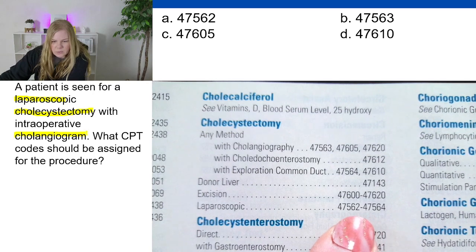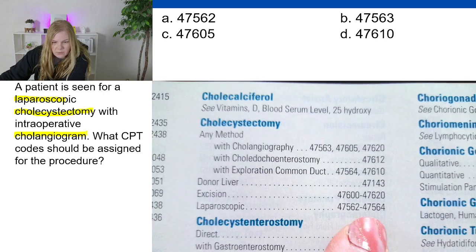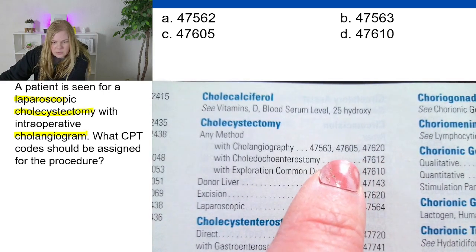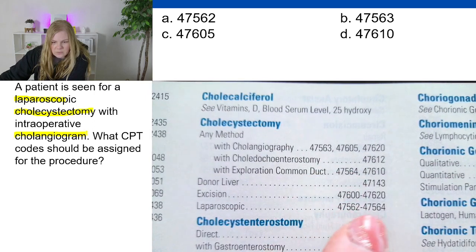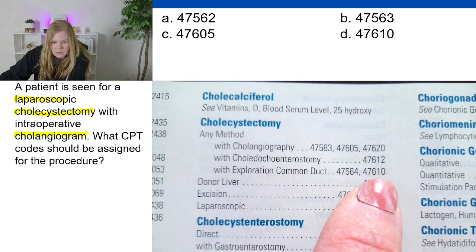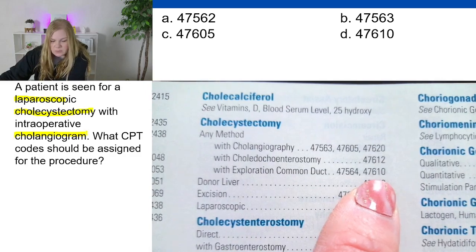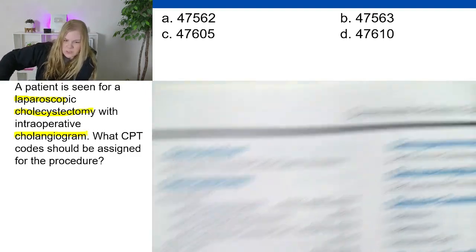because we can see our option A is within that range, right? Our option B is within that range. We've just got one other. 47605 is our option C. Option D is 47610, which is with exploration of the common duct, probably not that one. So we're ruling out option D. I would say rule out option D right away, but let's head over and see what it says in the section.